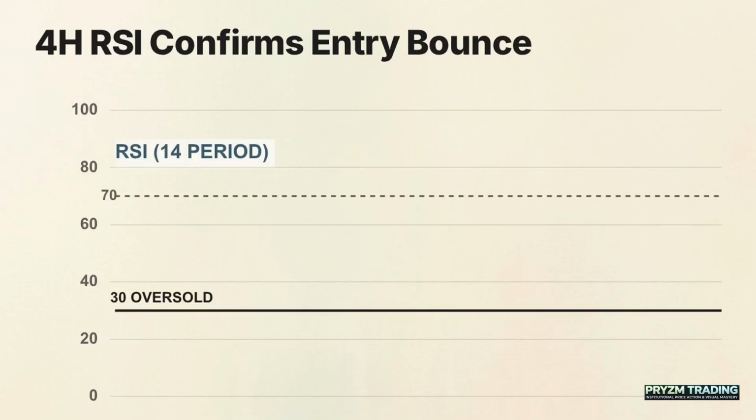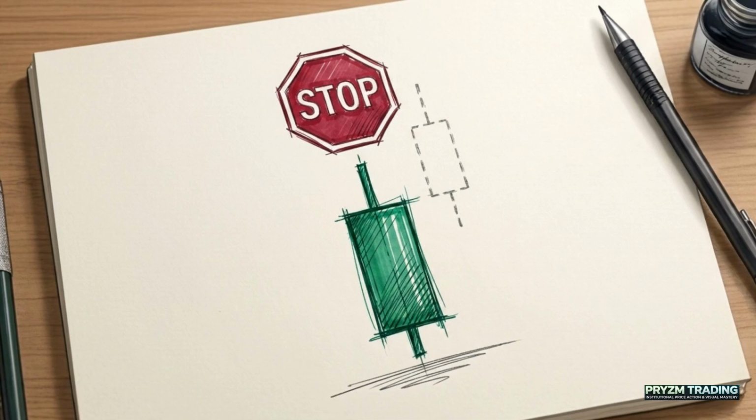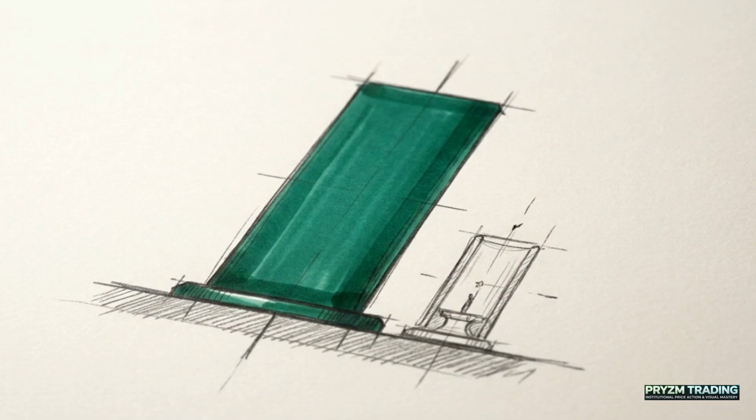Check your oscillator for secondary confirmation. Your 4-hour RSI needs to show a clear bounce upward out of oversold territory. You do not buy while the candle is forming. The trade only becomes active the exact moment that 4-hour confirmation candle officially closes.